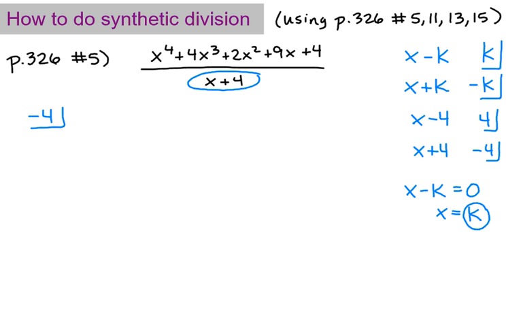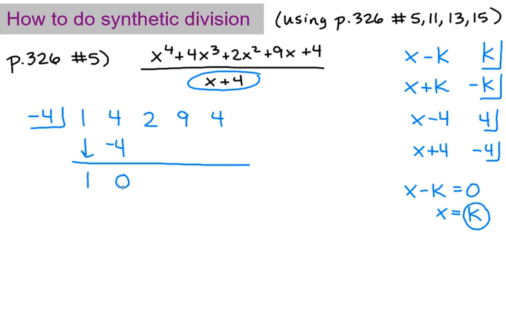So negative 4 is in the box, and then the coefficients of all of the terms in the numerator go in a row. So 1, x to the 4th, 4, x cubed, 2, x squared, 9x, and 4. And then you leave a space, draw an arrow, leave a row for space, draw a line, and then you drop down the first number. You multiply it by the number in the box, 1 times negative 4. You write it here, and then you add the column, 0.